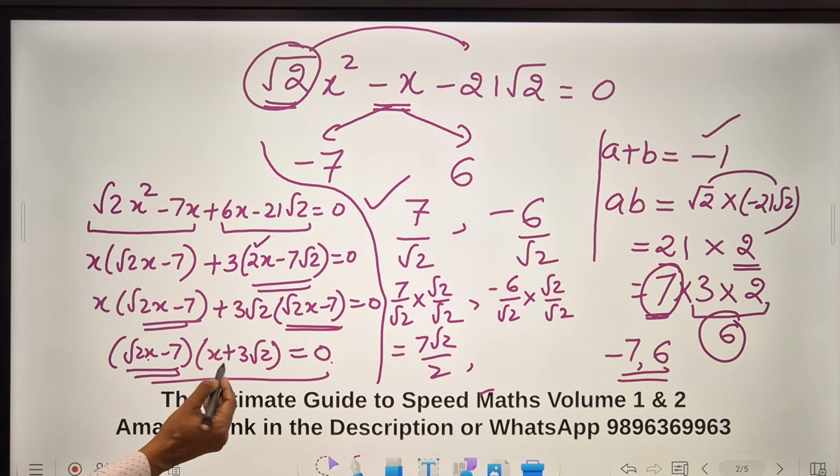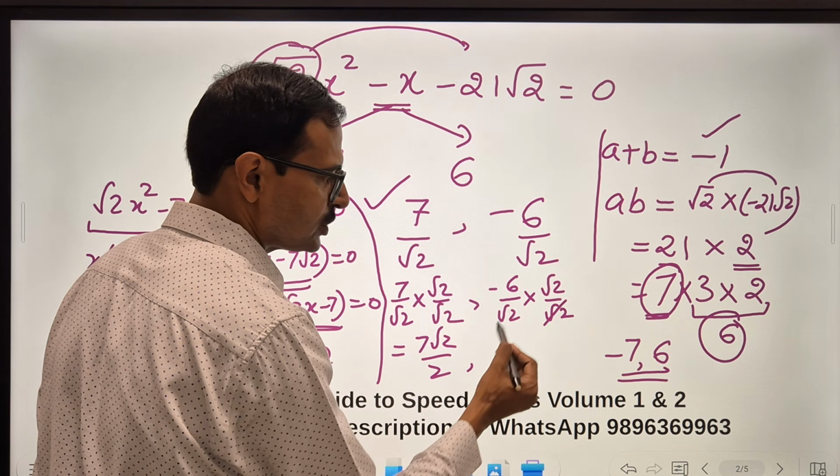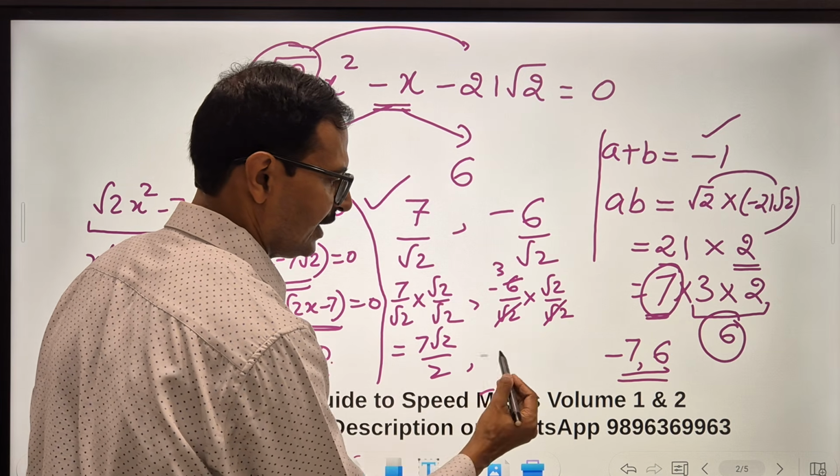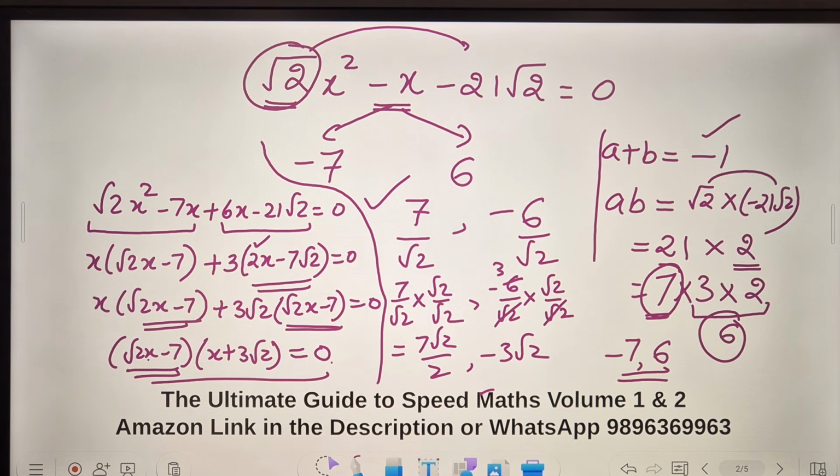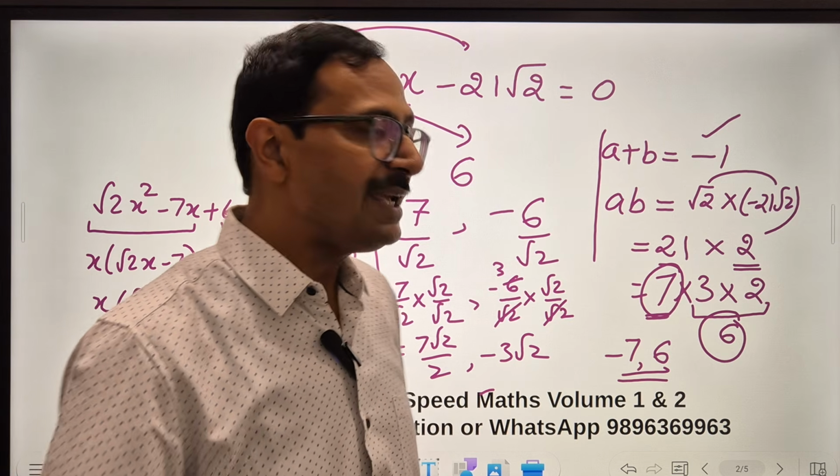Then the second root, here we have -3 root 2. Look at this, root 2 times root 2 is 2, and this cancels this, and we have -3 root 2. See, two different ways of doing it, and things become very easy.